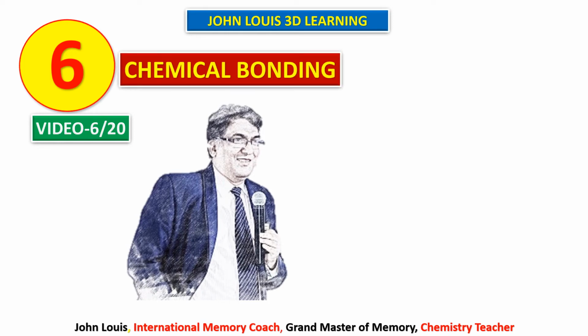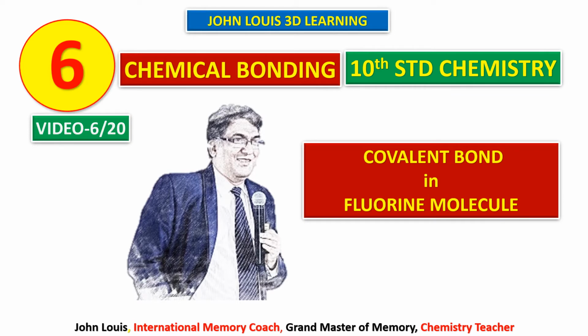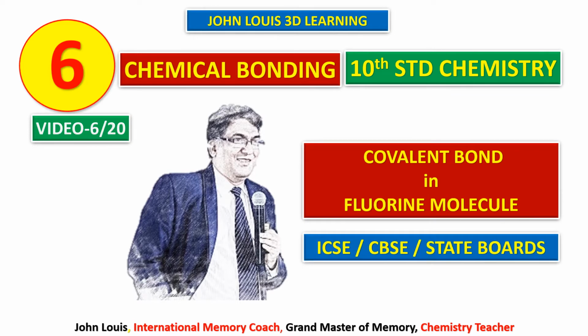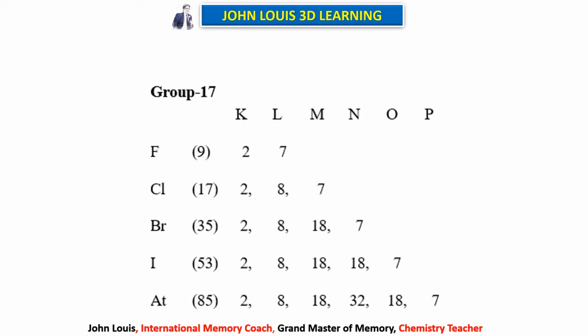In this presentation, we are going to learn chemical bonding. The topic is covalent bond in fluorine molecule. In the last presentation, we learned about ionic bonding. In this presentation, we are going to learn what is covalent bond and what is covalent compound. All these things we are going to see.